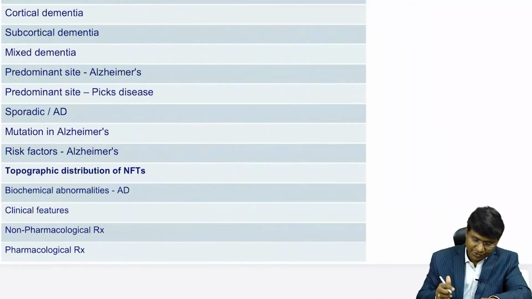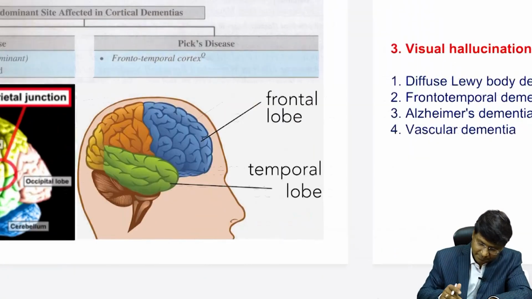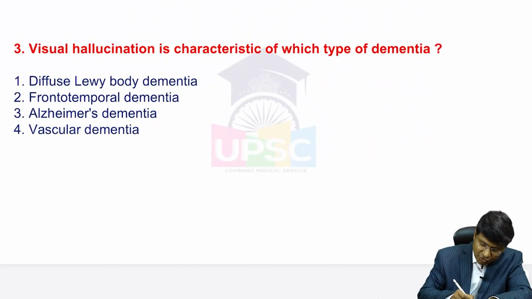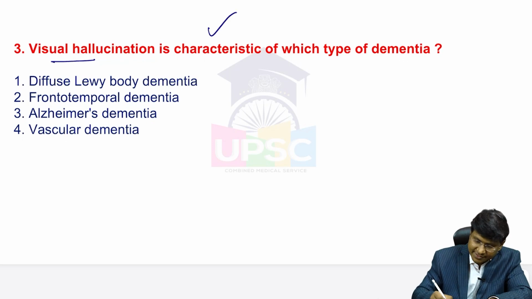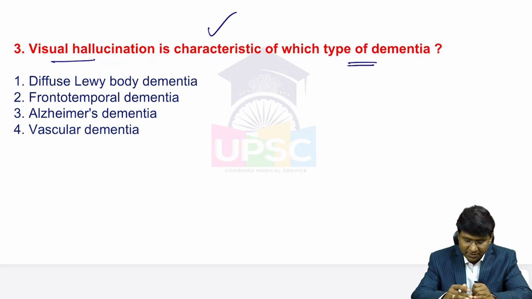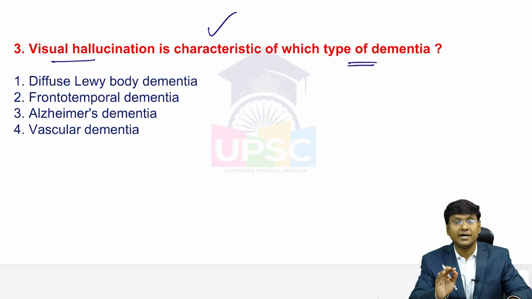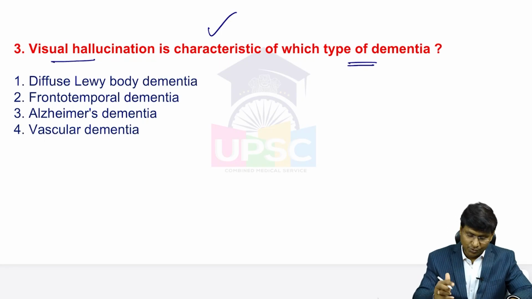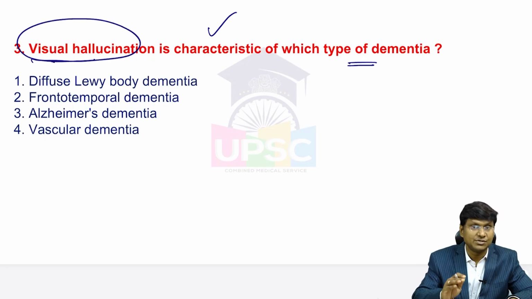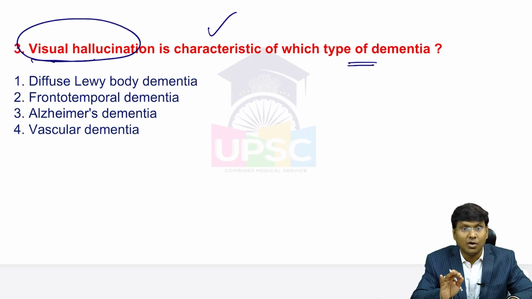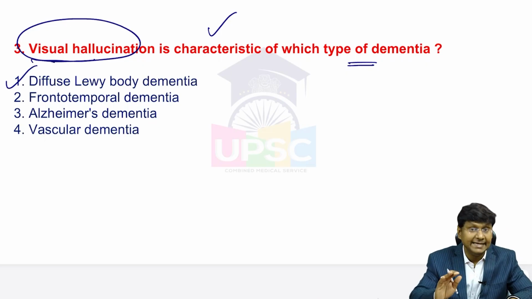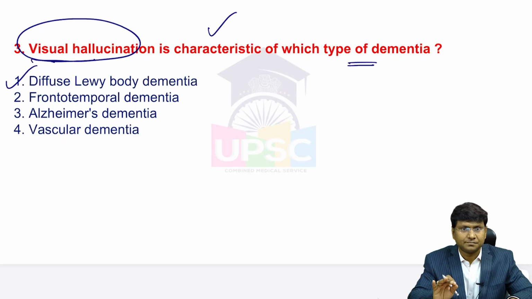Okay, next question. Visual hallucination is the characteristic of which type of dementia? Diffuse Lewy body dementia, frontotemporal dementia, Alzheimer's dementia, or vascular dementia? Okay, so visual hallucination is the characteristic of diffuse Lewy body dementia.